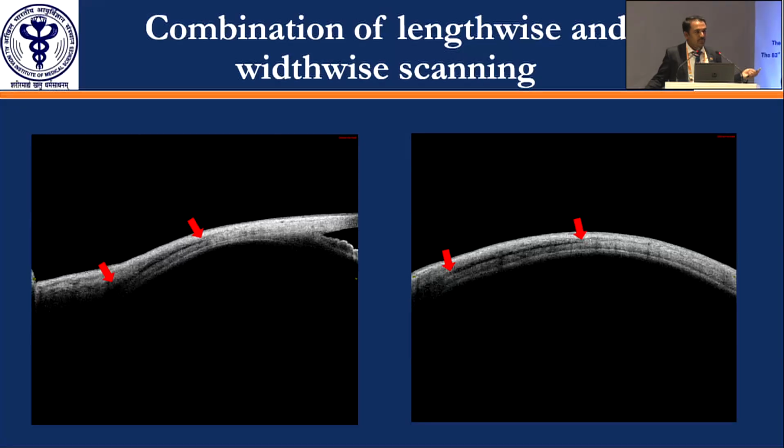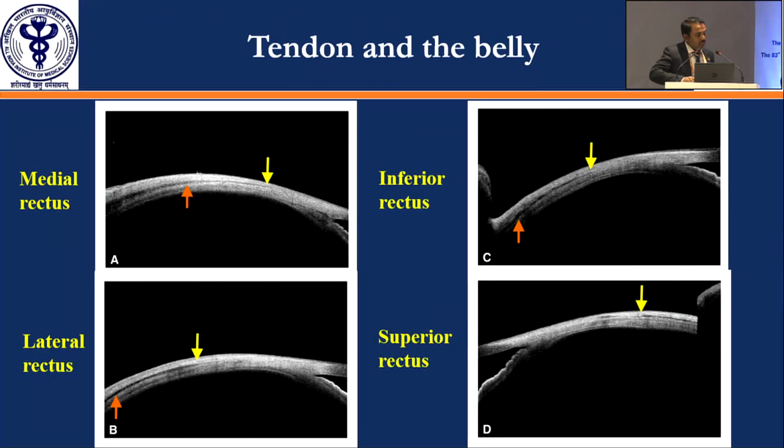What is the width of the muscle? It could be 8 mm, 9 mm, 10 mm. This becomes useful in research, which I will tell you about subsequently. So how can we differentiate the tendon from the belly? This is the MR, again the four rectus muscles. As I said previously, the hyperreflective layer is going to have some internal noise, which is the tendon.